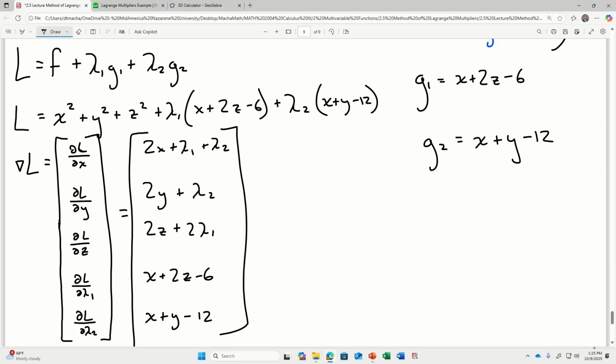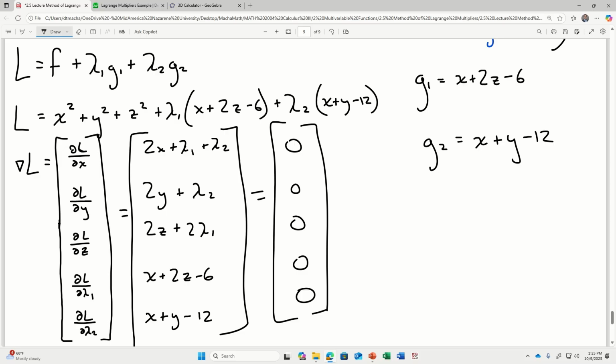And to find the stationary points of the Lagrange function, we set this equal to the 0 vector, and that gives us a system of 5 equations and 5 unknown variables. I don't know what x, y, z, lambda 1, or lambda 2 are, but at least I have 5 equations that I can use to solve for them. That looks like a linear system of equations, so it shouldn't be that difficult to solve. And that also means there's only going to be one stationary point of this Lagrange function.